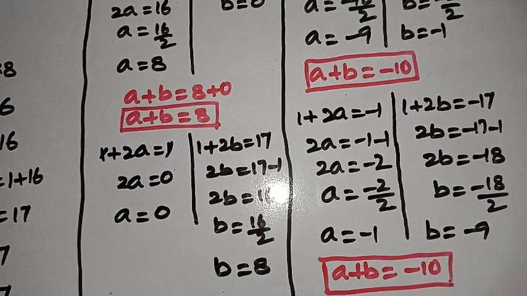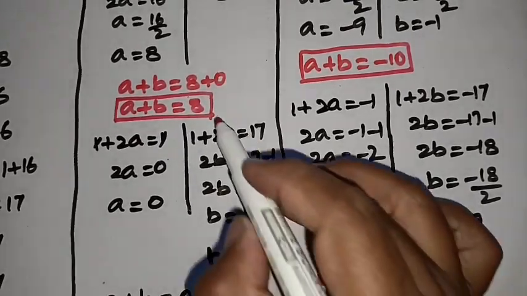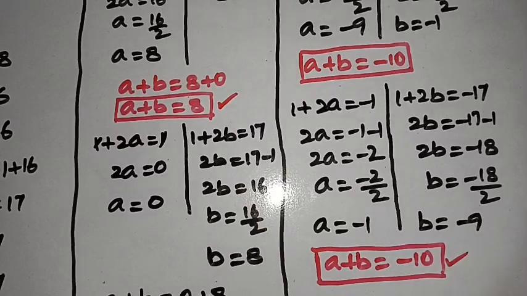So two different values we got for a + b. One is a + b = 8 and the other value of a + b is -10.